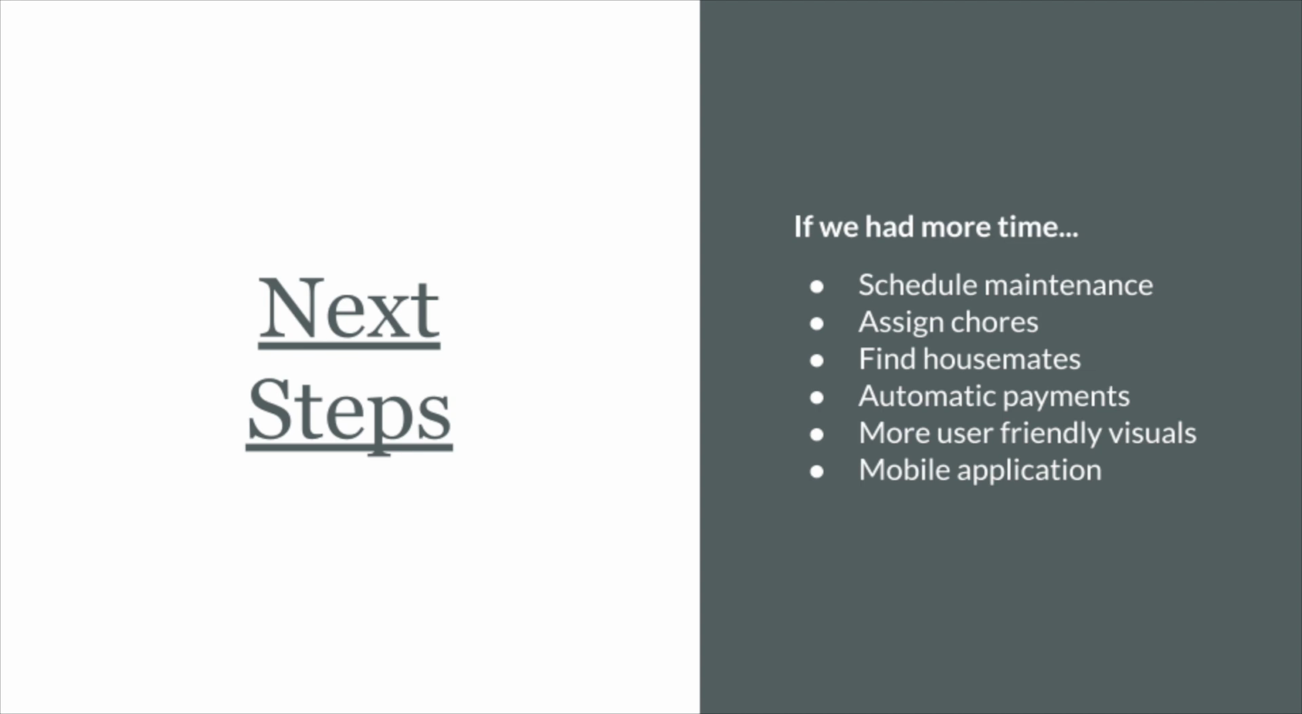And then finding housemates, that would be a post similar to posting a listing, but instead it would be a post for a search for people to live with. And then we could also implement automatic payments. This would actually complete the e-transfer when paying a bill. And then to improve usability, we could improve the visuals that would make the program easier to navigate and just better looking in general. And also implement the program as a mobile application to allow the users to access it easily.